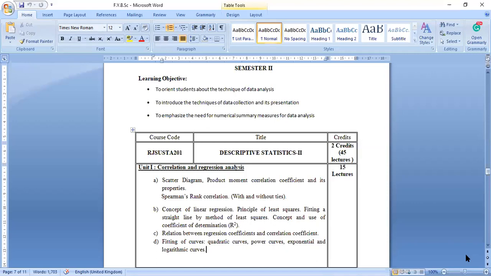I think Jay sir has already posted about the poster competition. The topics are already given to you. So you can work on those topics, and if you have any query, you can interact with the teachers, no problem. Okay.